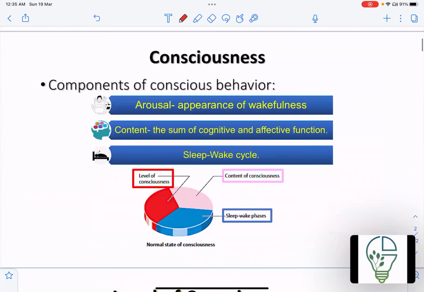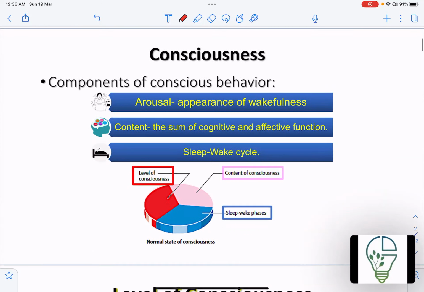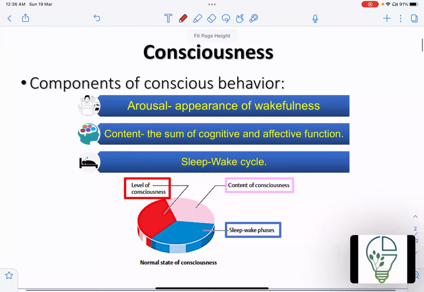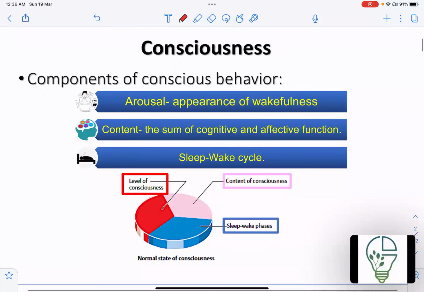So when we talk about coma, what do we mean? We mean that the patient is no longer conscious, right? So what does consciousness mean? Consciousness is the amount of how awake a person is, how conscious the person is. But when we talk in specific medical terminology, we have components that classify what consciousness is, right? So there are three main components.